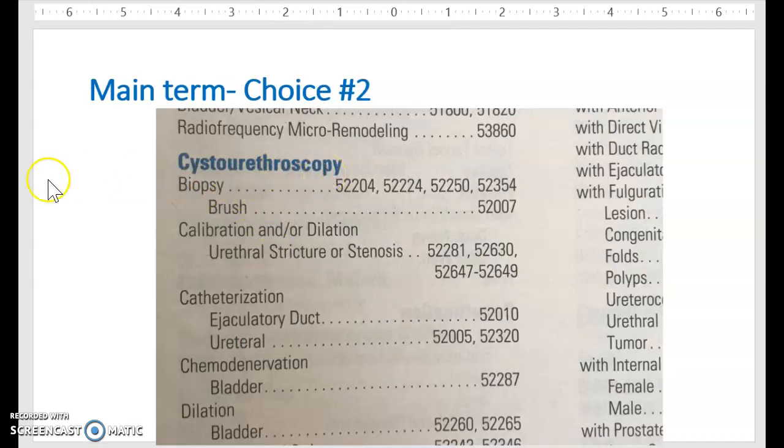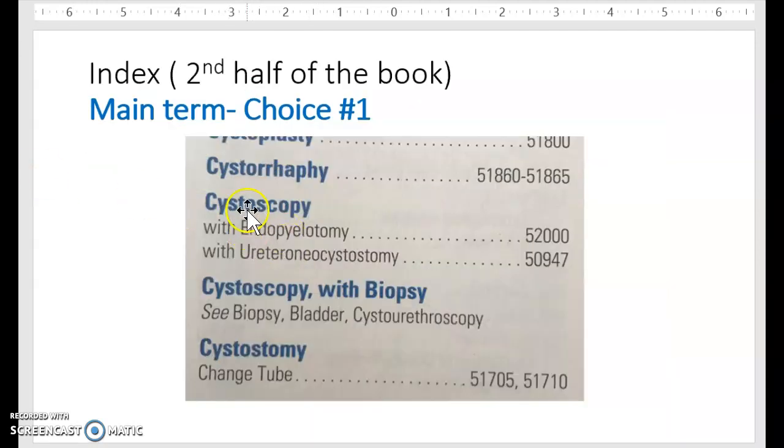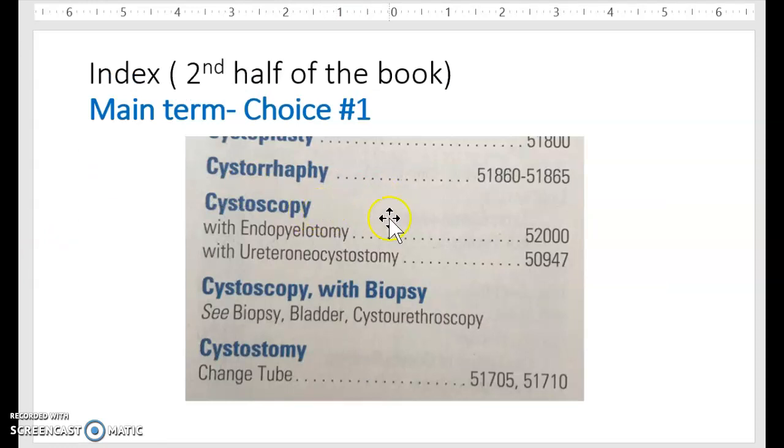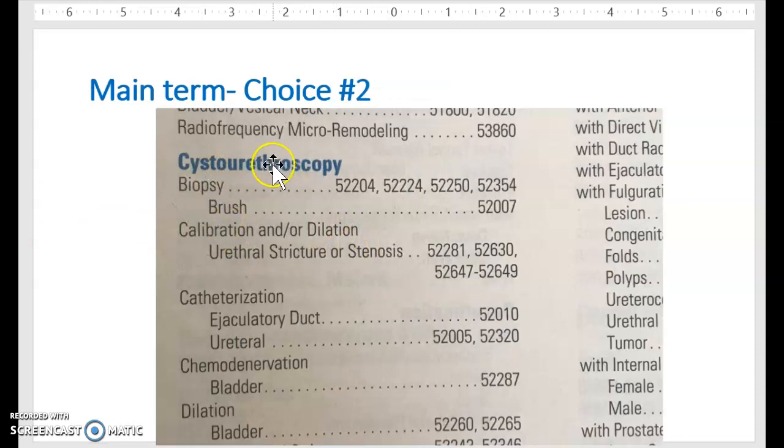And I want you to do the same thing. I want you to write cystourethroscopy right next to it. Write this word right next to cystoscopy, so you will never get confused, and you will always end up here, because this is a better main term to look for in order to get to the right areas of your coding scenario. So remember, we are on cystourethroscopy.